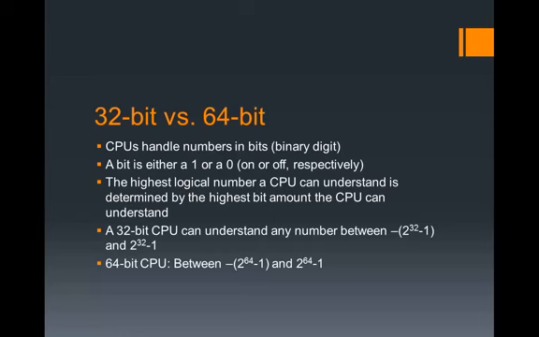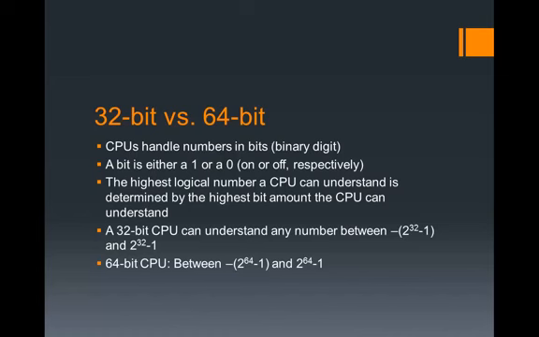There's a little bit of information here. A 32-bit CPU can understand any number between negative 2 to the 32nd minus 1 and positive 2 to the 32nd minus 1. Those are just logical numbers to give you an idea of what number the CPU can understand. But a 32-bit CPU can understand numbers larger than that. It just needs another glass to fill to count more numbers.